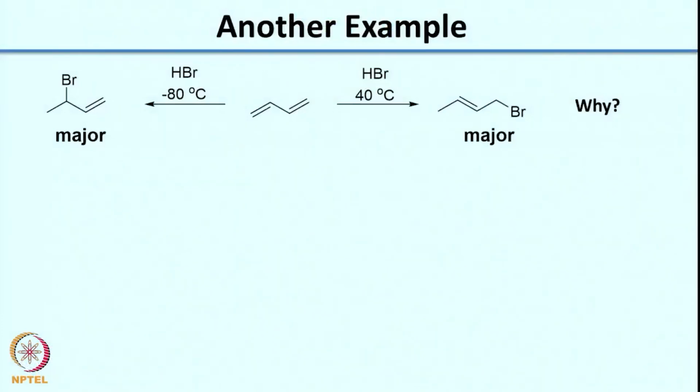Here is another example where you can see kinetic and thermodynamic control. The molecule here is 1,3-butadiene, and if you do addition of HBr to 1,3-butadiene at low temperature, you get one of the bromo products as the major product, whereas in the other case you see the bromine at position 1. So, it seems like what is called a 1,2 versus 1,4 addition, where the 1,2 addition seems to be favored at low temperature.